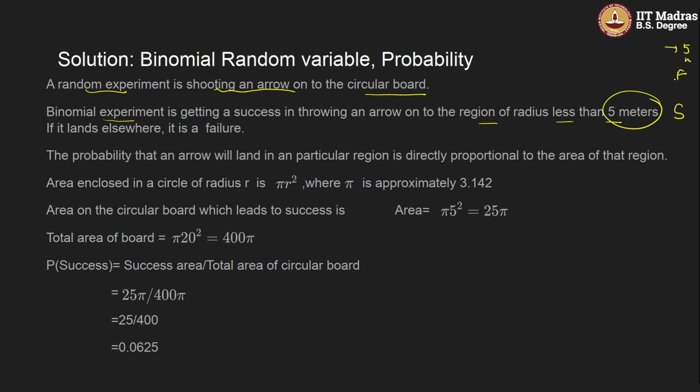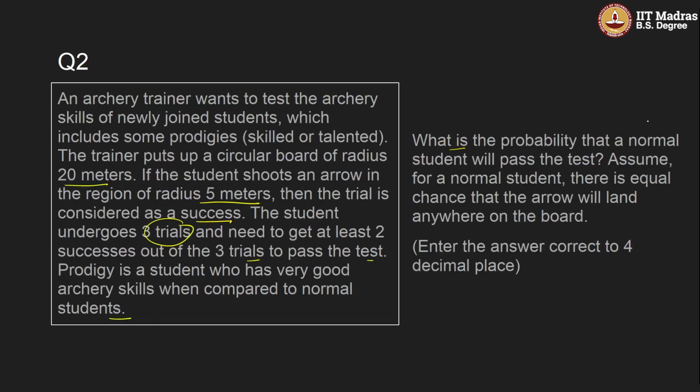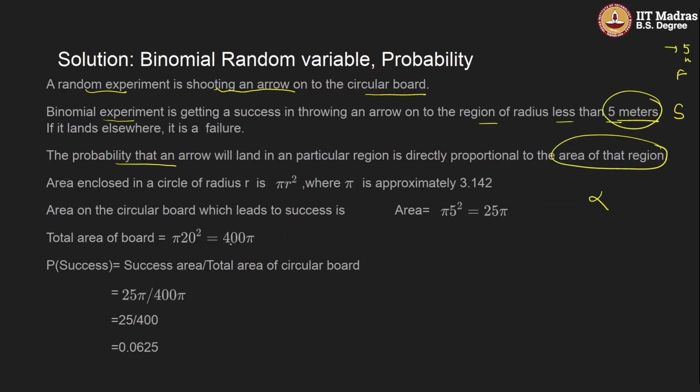Now, how will we calculate the probability of success here? The probability of success will be directly proportional to the area of the region in which we are considering the success, which is 5 meters here. In the question it is given that if the student shoots an arrow in the radius of 5 meters, then the trial is considered a success. So what will be the area of the region of success? It will be pi r square, where r is 5 here. So the area will be pi times 5 square, which is equal to 25 pi.